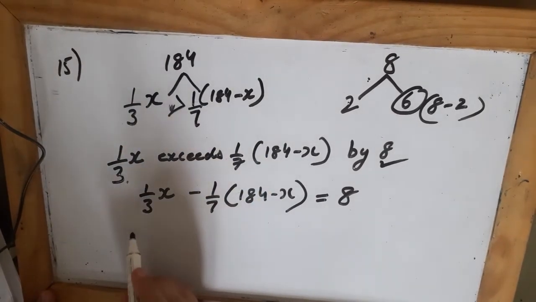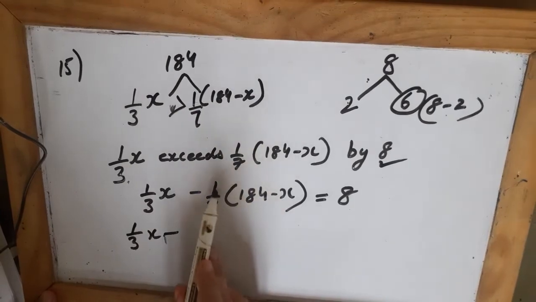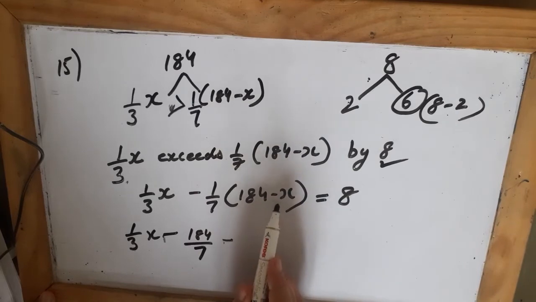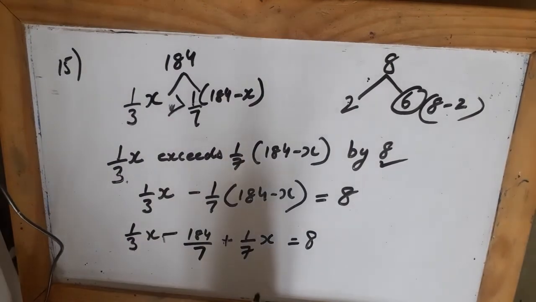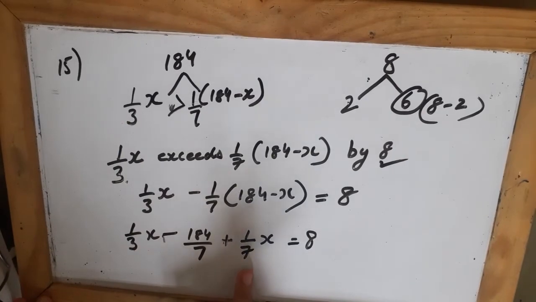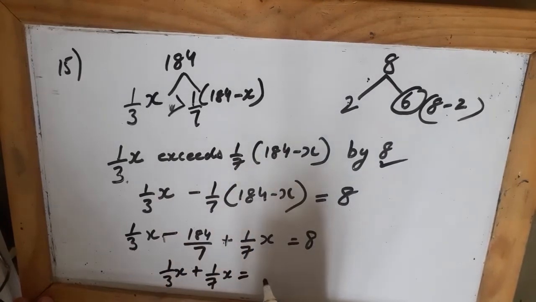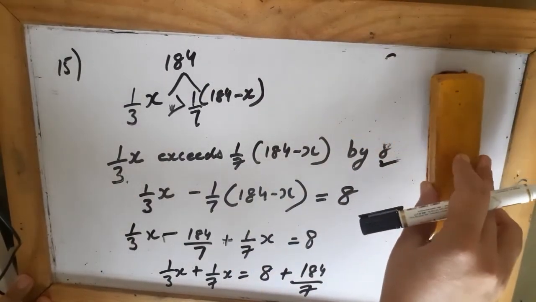Now I will solve this. So when I solve 1 by 3x, now this bracket I have to multiply with 1 by 7. So when I multiply these two, 184 upon 7, and this will be minus, and minus will become plus 1 by 7x is equal to 8. Okay, now I will bring the x terms to one side only. 1 by 3x plus 1 by 7x, and now this I will shift to the other side, and it will be 184 by 7.